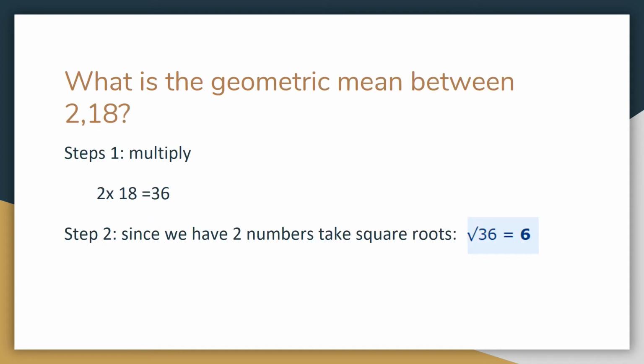What is the geometric mean between two numbers? So say you're given 2 and 18, and we said it's the product of two numbers. So that means we're going to multiply the two numbers. 2 times 18 gives us 36. And then we're going to take the square root of 36, which is 6. So the geometric mean between the two numbers is 6, excuse me.